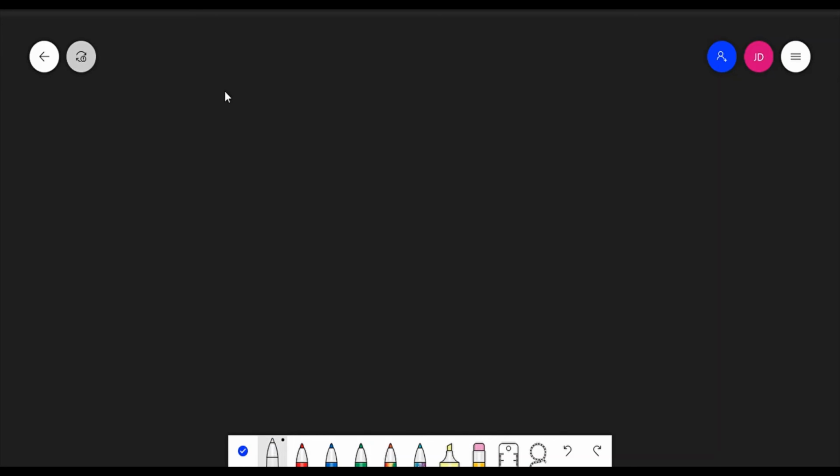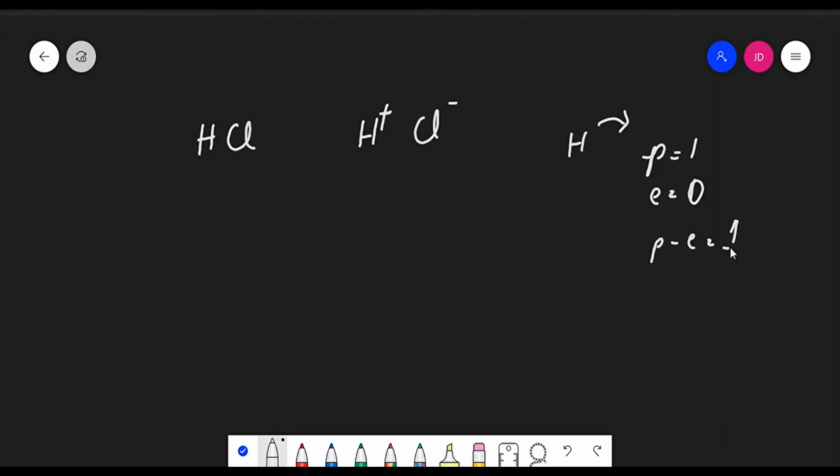When HCl breaks up, I have been telling you HCl breaks up to become H plus and Cl minus. How does it become plus? By giving away the electron, because it has 1 proton and 1 electron. When it gives the electron, it becomes 0. So what will it be? P minus E equals plus 1. So it becomes plus by giving the electron. But just now I told you hydrogen cannot give electrons. This is the reason it needs water.